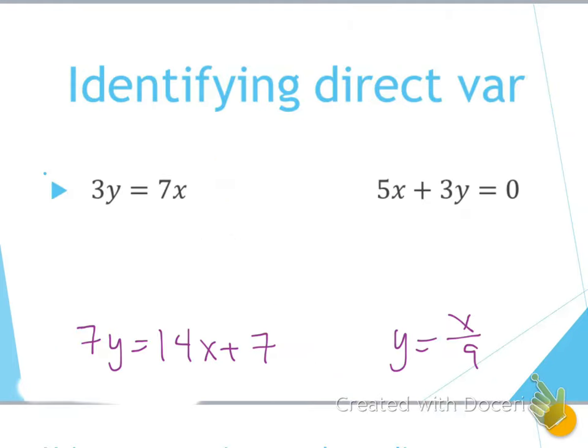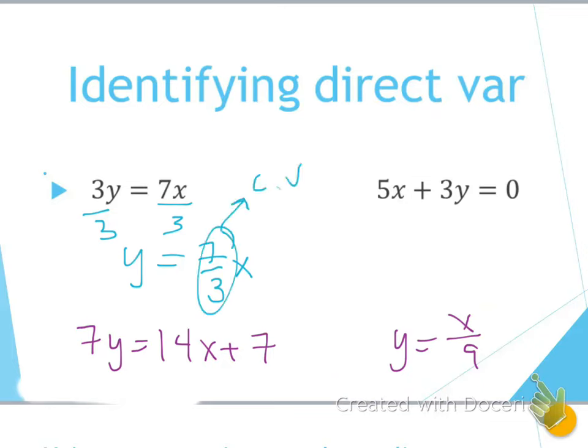Okay, we're identifying the direct variation, constant of variation. So I said we're relating it to y equals mx plus b. So I need to get it into y equals mx plus b. We're going to divide by 3 to get 7 over 3 x, and I said it was related to the slope. Your constant of variation is always the slope. So 7 over 3 is my constant of variation.